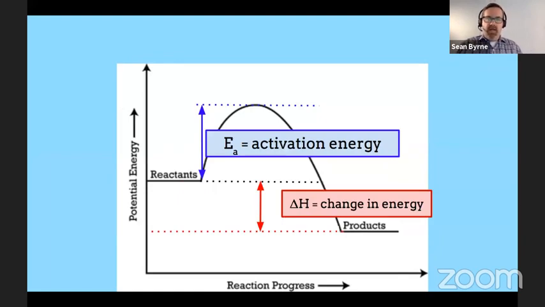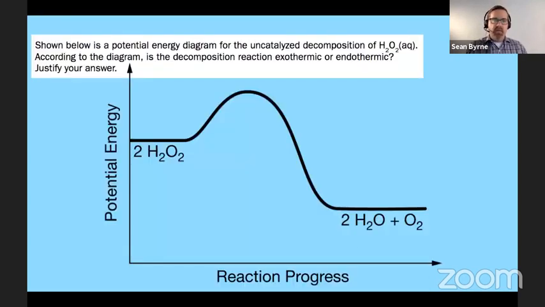Okay. And so being able to identify whether something is an endothermic or an exothermic reaction just from a graph like this is an important skill. This is something taken right off of an AP test where we're looking specifically at an uncatalyzed decomposition of hydrogen peroxide. And we should be able to identify that because the reactants are higher than the products, this is an exothermic reaction. Okay, so energy was released.